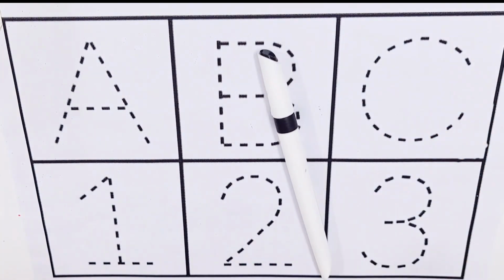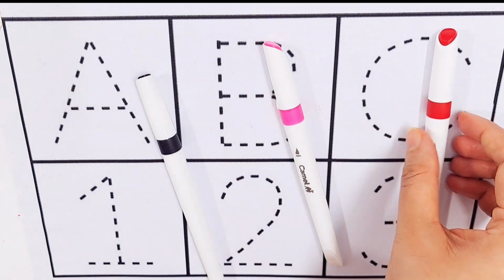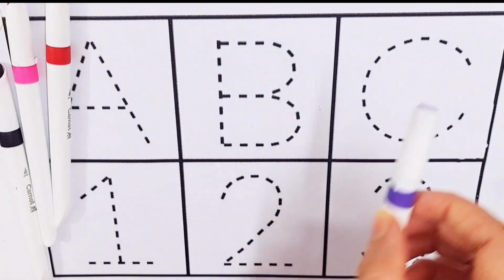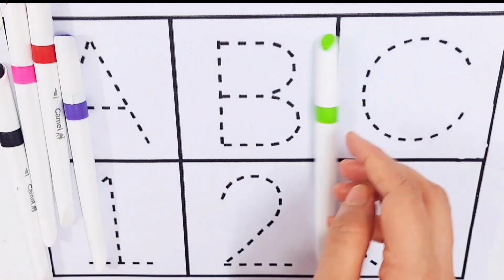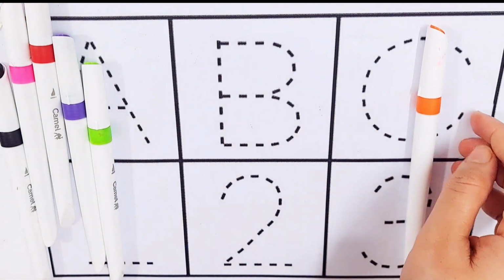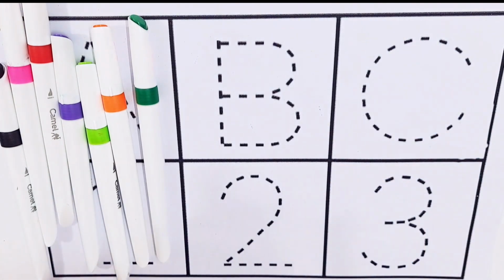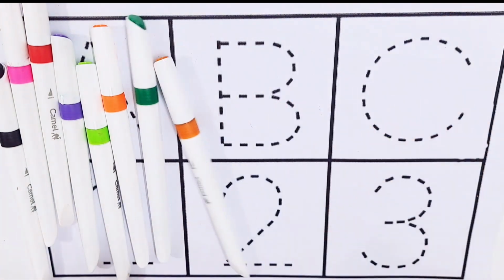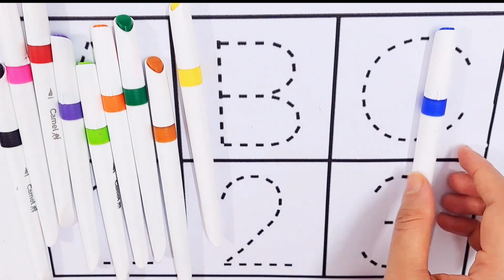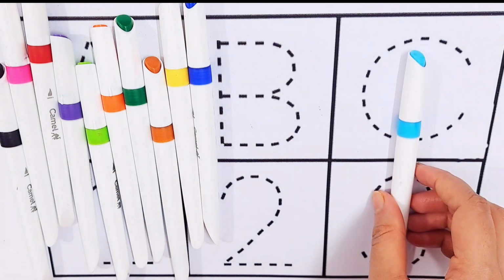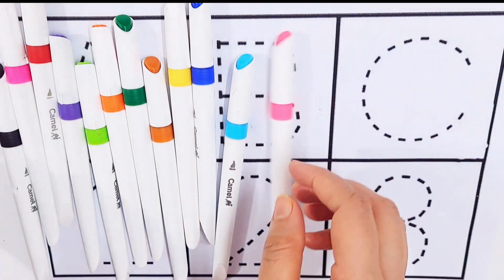Let's learn some colors name. Black color. Purple color. Red color. Violet color, light green color, orange color, dark green color, brown color, yellow color, dark blue color, sky blue color, pink color.